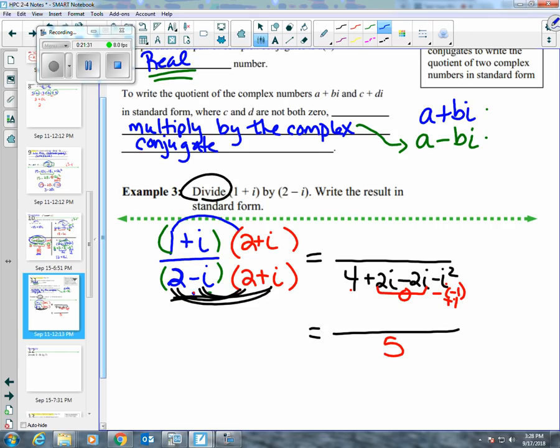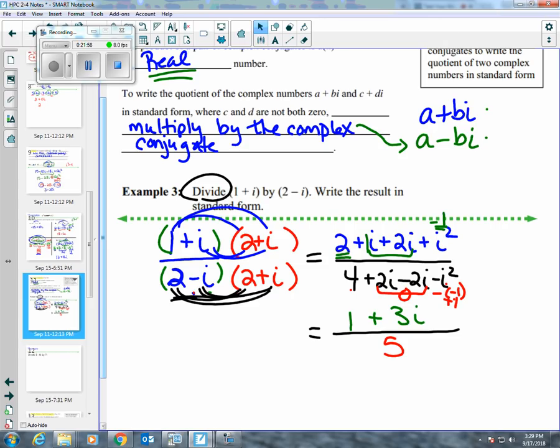Do your FOIL. So we've got 2 for first. Outsides is i. Insides 2i. And then last plus i squared. Just simplify and put your like terms together. So i squared, remember, is negative 1. So we have a 2 minus 1. So 1, and then put your i's together. 1i plus 2i would be 3i.